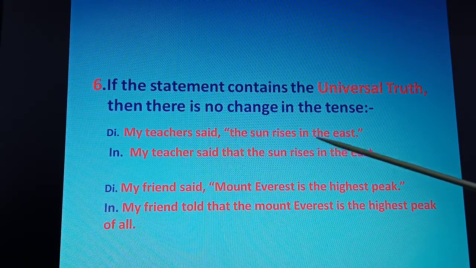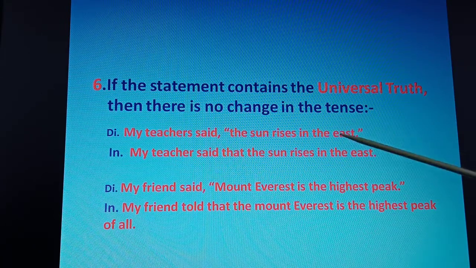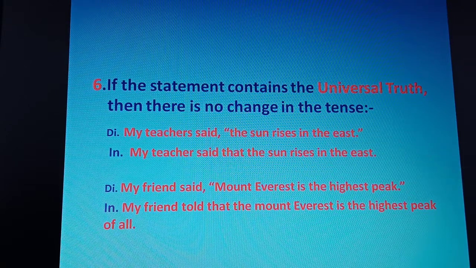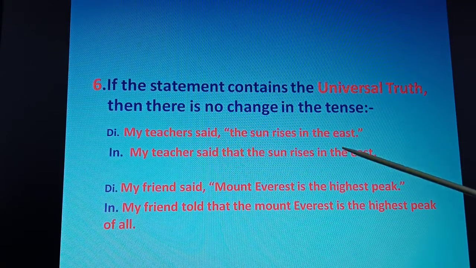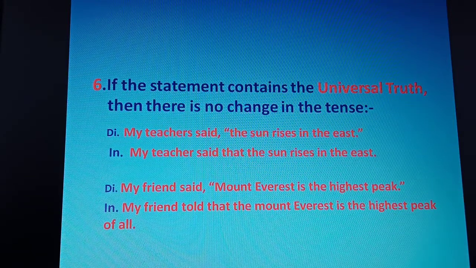It will not come, the sun rose in the east. In the past it would be rose or will rise. It will not say the sun will rise in the east. It will not come. Neither will the sun rose in the east come. The sun rises. This is daily. This is a universal truth, and therefore there will not be any change in this tense.